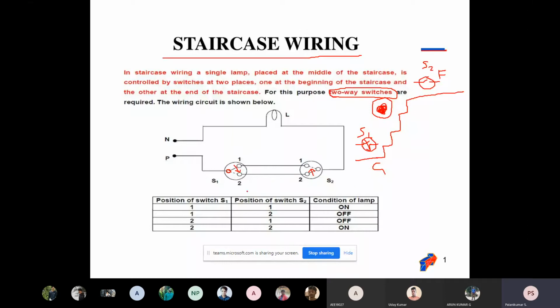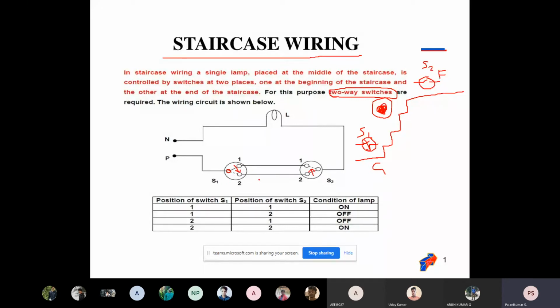Can I construct the same staircase wiring by means of, suppose, instead of this lamp I am having a LED, a very big LED? In that case, automatically only a very low voltage is required. But if you want a switch arrangement like this, it is a costlier one. Instead of that, can I use the same using some logic?